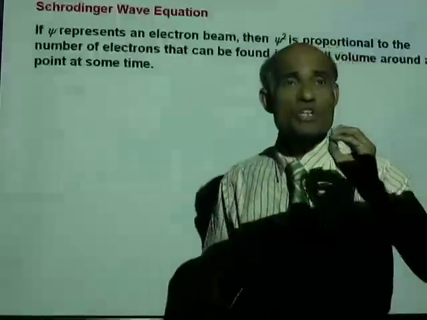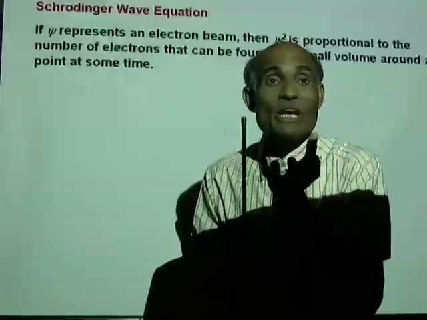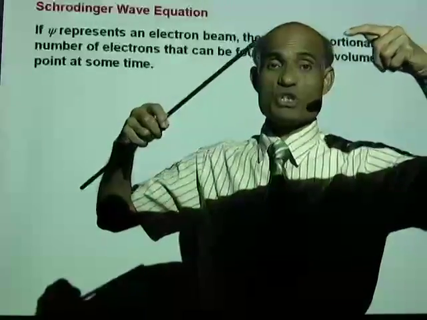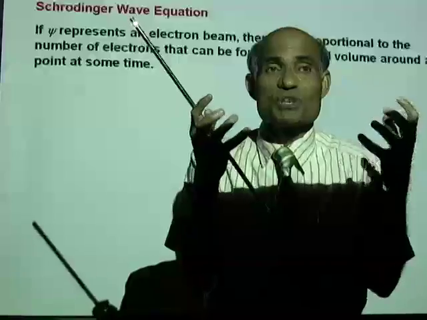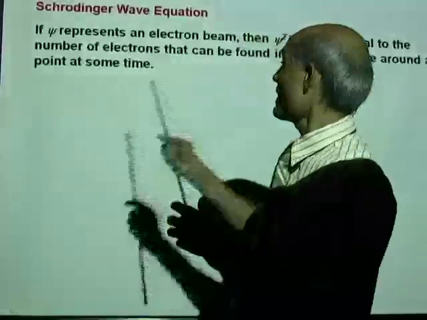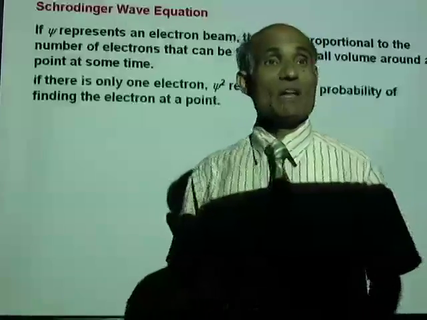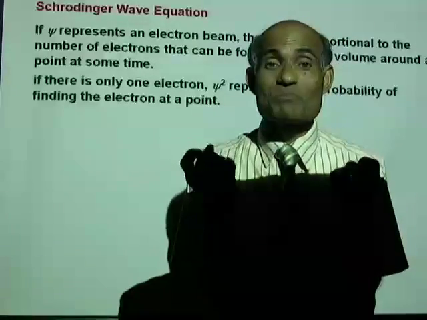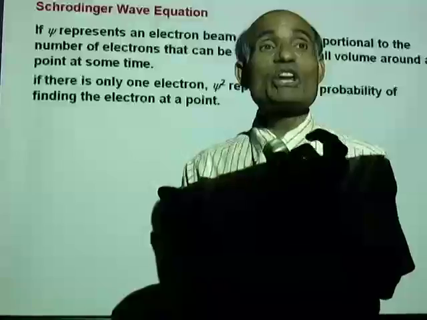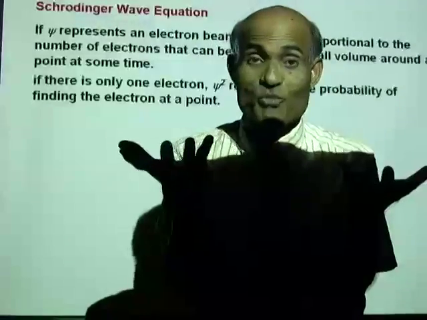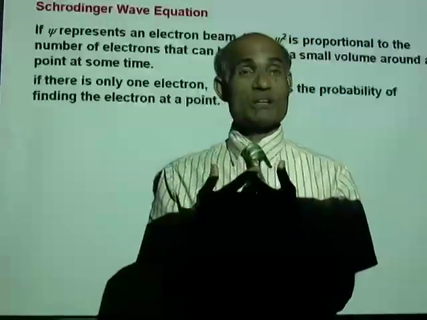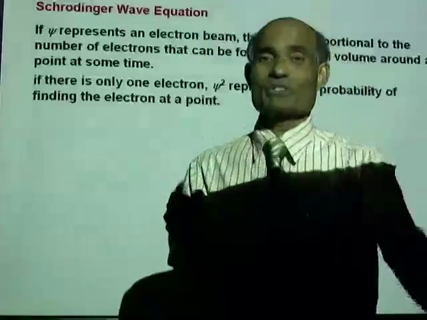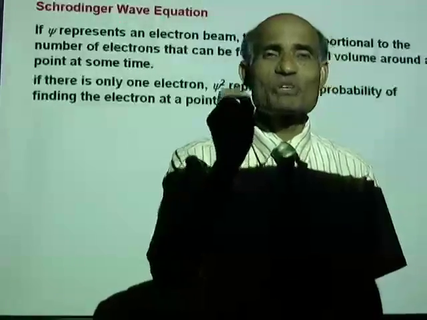Well, if psi represents an electron beam, then psi squared is proportional to the number of electrons that can be found in a given volume. Now you notice that we used psi squared. When you square a quantity, a lot of ambiguity can be reduced because all the negative parts will become positive. That's why we square that psi. Now if there is only one electron, then what does psi squared represent? Psi squared represents the probability of finding the electron at a particular point. That's a positive quantity. So, as far as we are concerned, the Schrödinger equation gives you a method of finding the probability of locating an electron at a particular point.